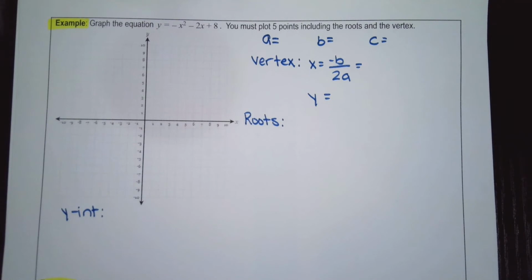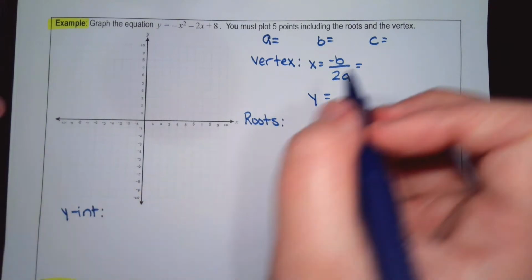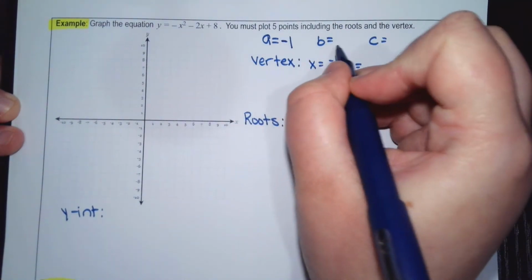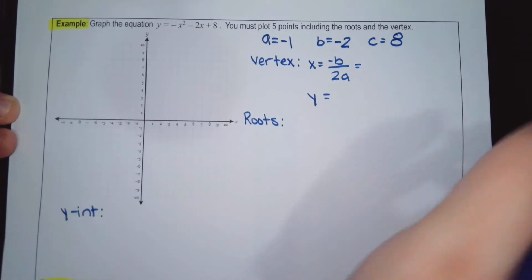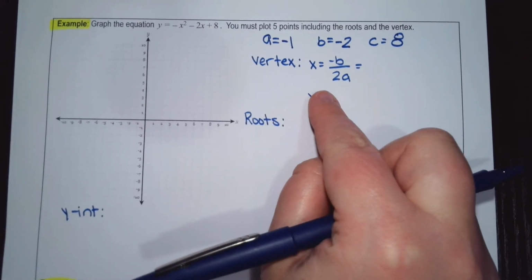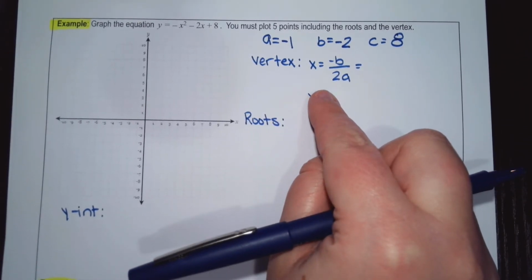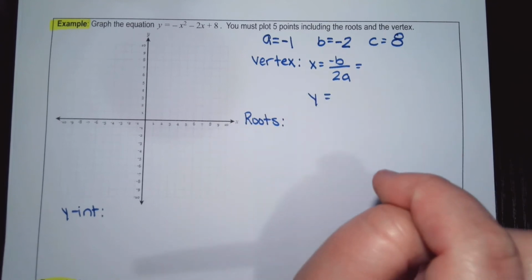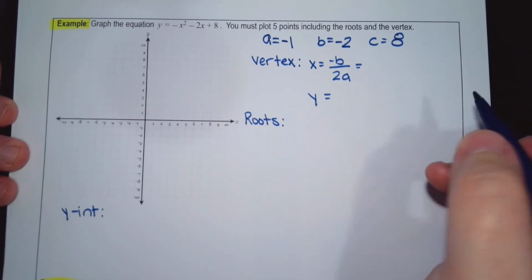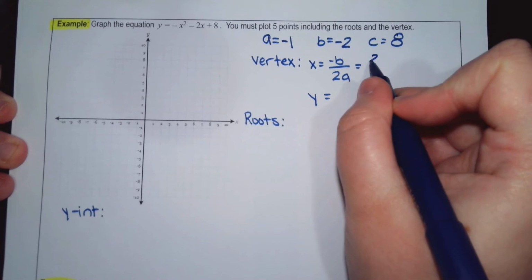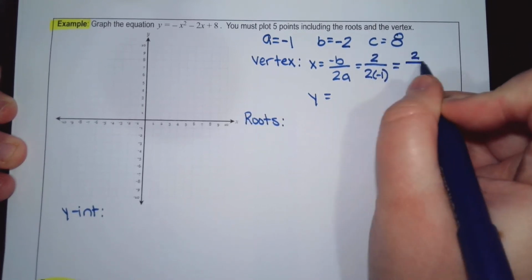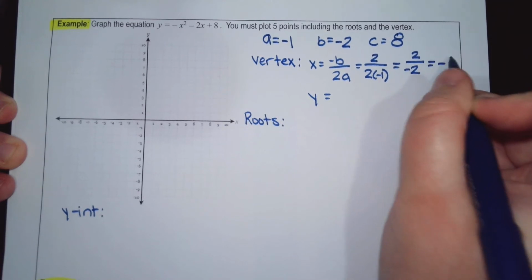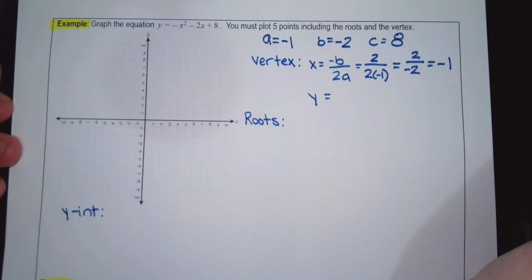Again, we must plot 5 points, including the roots and the vertex. So my a value is negative 1, my b value is negative 2, and my c is 8. We're going to find the vertex first, which we start with the axis of symmetry. So x is equal to negative b over 2a, which is 2 over 2 times negative 1, which is 2 over negative 2, which is negative 1.